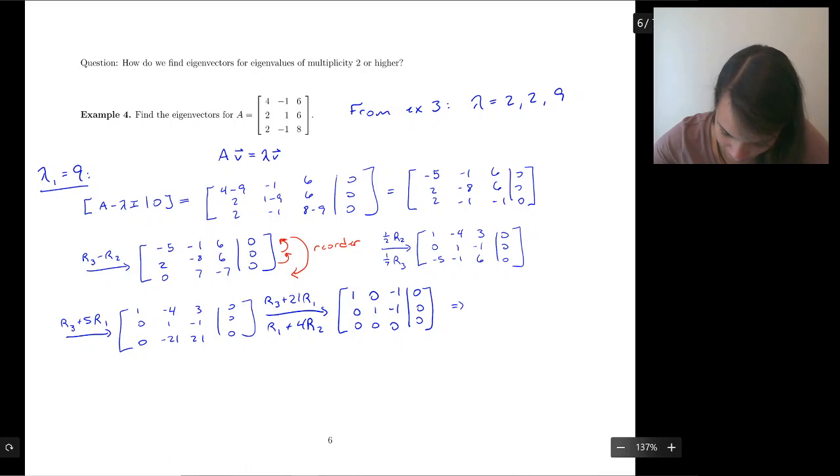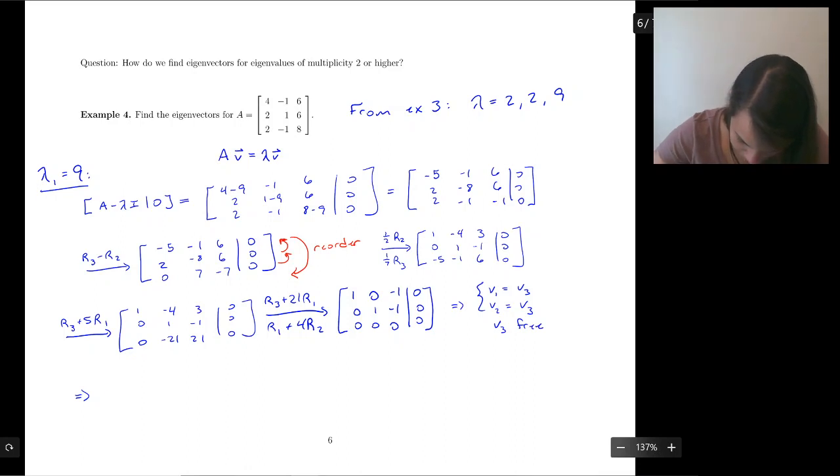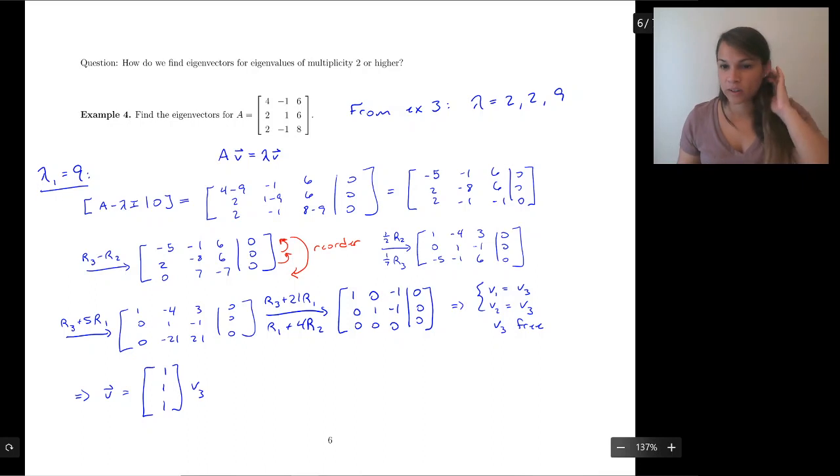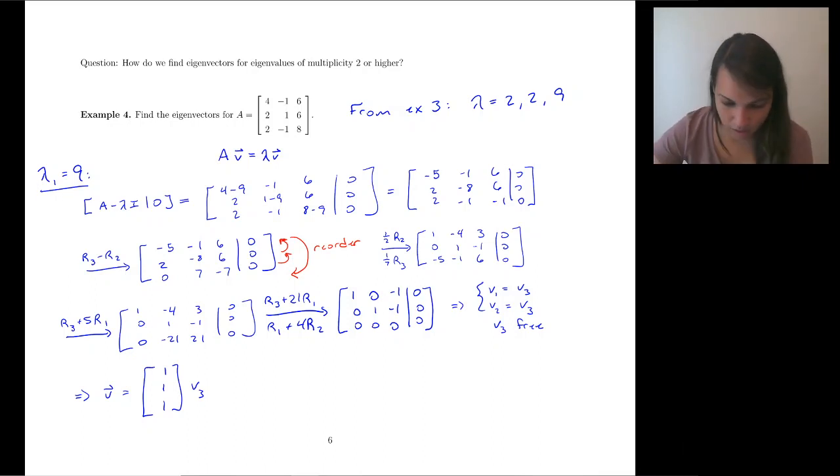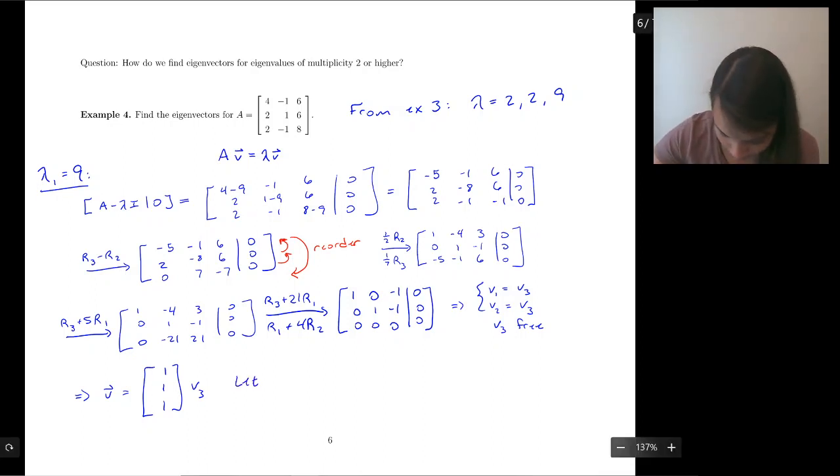That means we're down to interpreting it. We have V3 is free, so V1 is going to equal V3. V2 will equal V3 as well. So then V equals 1, 1, 1 times V3. That is our solution set. So then to get an eigenvector for our eigenvalue, you just pick something. I'm going to say let V3 equal 1. You do not pick V3 equals 0. Okay. And then here we go.